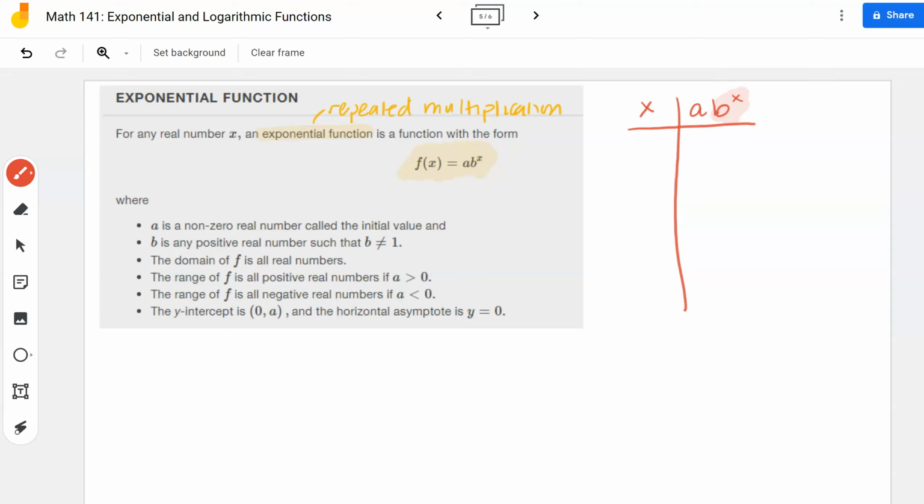So as we discussed in class, this would be a vertical stretch. It's happening to the outside of our parent function. That a, we're doing a vertical stretch by a. But you don't see that wording anywhere in the bullets. So let's just plug in and see what happens, see that pattern.